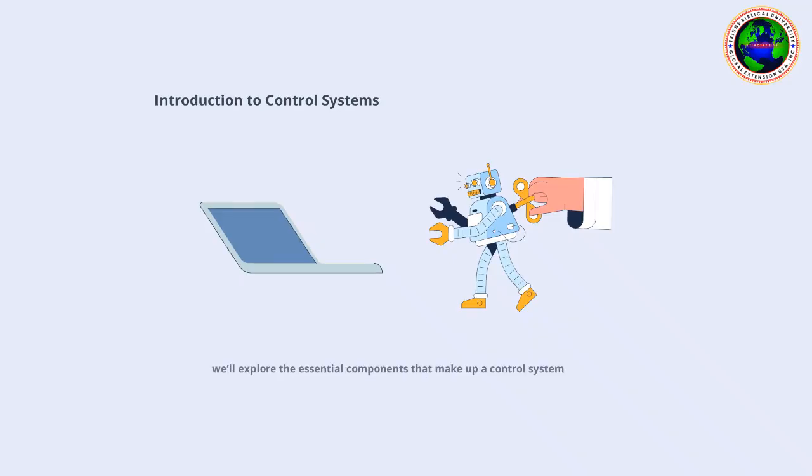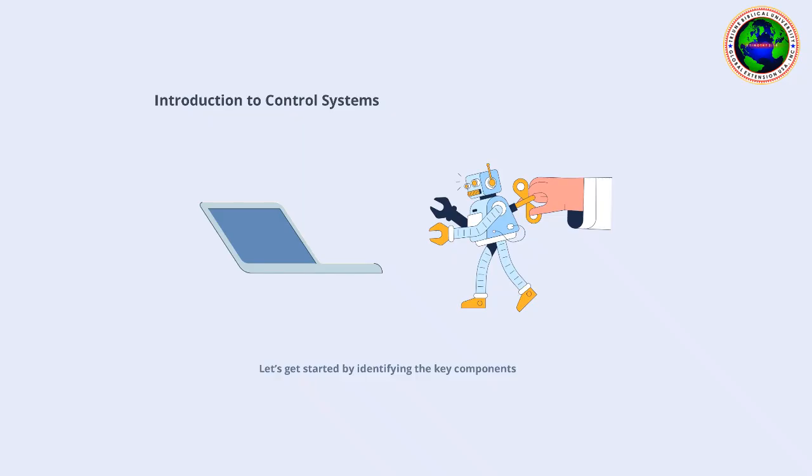Welcome. Today we'll explore the essential components that make up a control system. Whether you're interested in robotics, automation, or engineering, understanding these building blocks is crucial. Control systems are everywhere, from the thermostat in your home to advanced robotic arms in factories. In this session, we'll break down each component, see how they interact, and relate them to real-world robotics examples. By the end, you'll have a clear picture of how control systems work and why each part is important.